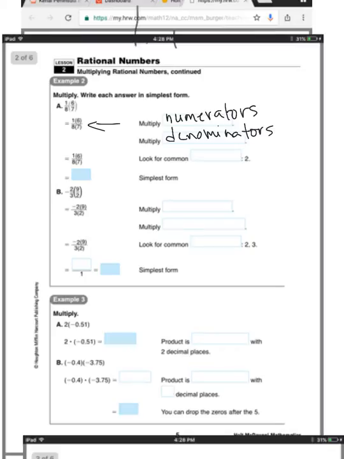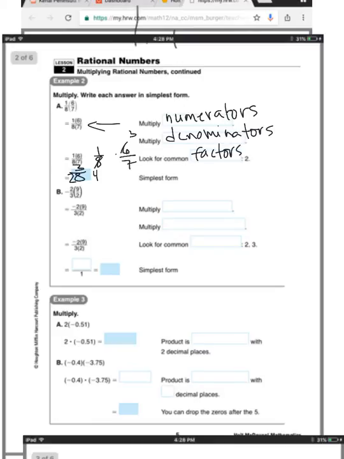Then we're going to look for common factors, and in this case, your common factor is 2, so you can cross cancel. If you want to write this out easier to see, you could do 1/8 times 6/7. And then it's easier to cross cancel because your common factor is 2, so 2 goes into 8 4 times, and 2 goes into 6 3 times, and then you multiply those numerators of 1 and 3, and get 3, and then you multiply 4 times 7 and get 28.